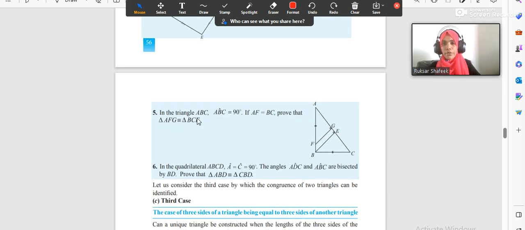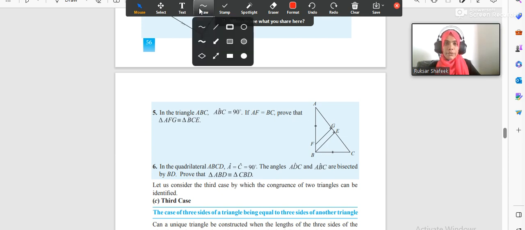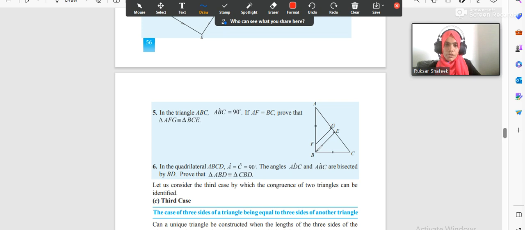So, let's look at question 5. In triangle ABC, angle ABC is equal to 90 degrees. So, this is also 90 degrees. Here we go. If AF is equal to BC, prove that triangle AFG is congruent to triangle BCE. Okay, now we have a little bit of a different question over here. Now we need to see how we are going to prove this under angle angle side, or sorry, side angle side here.